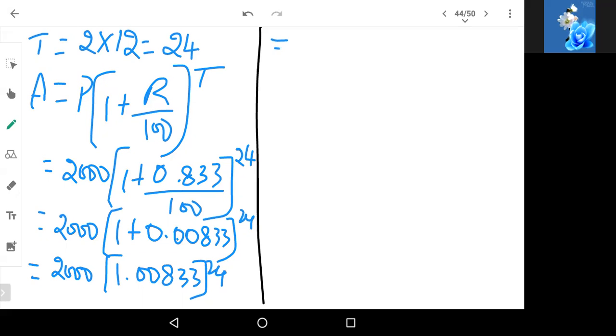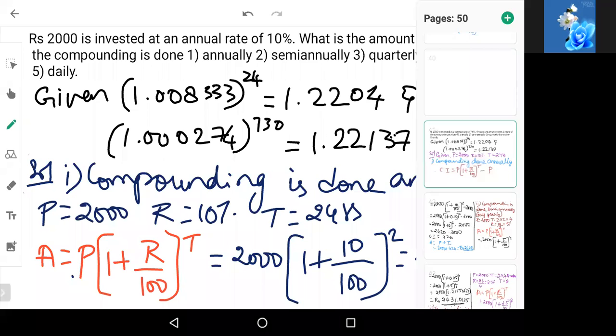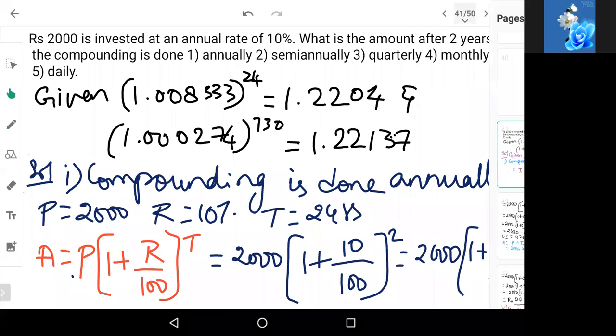Now, finding to the power 24 is difficult. So if you go back to the question here, they have given you the value. Use this value. In the exam also, they'll give you the answers like this. So this is the value that we are looking for. So utilize this: 1.2204.